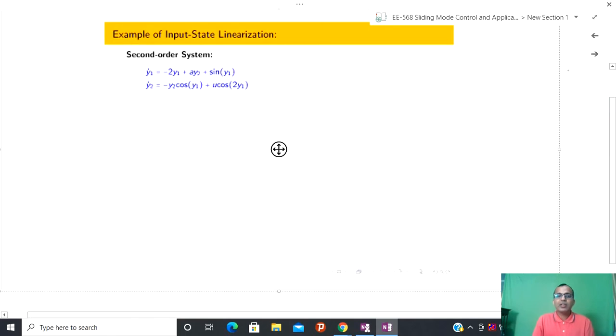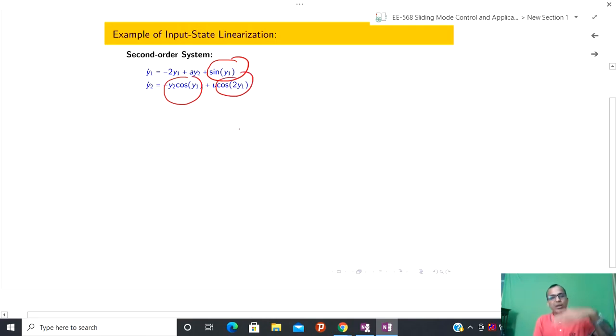Okay, now let us try to see one example, and after that I am going to close today's discussion. So try to see this system. This is a second order system. So Sunidhi, could you please comment, is this a linear system or a nonlinear system? So it is nonlinear, because you can see here this term, this term, this term. So this is a nonlinear system.